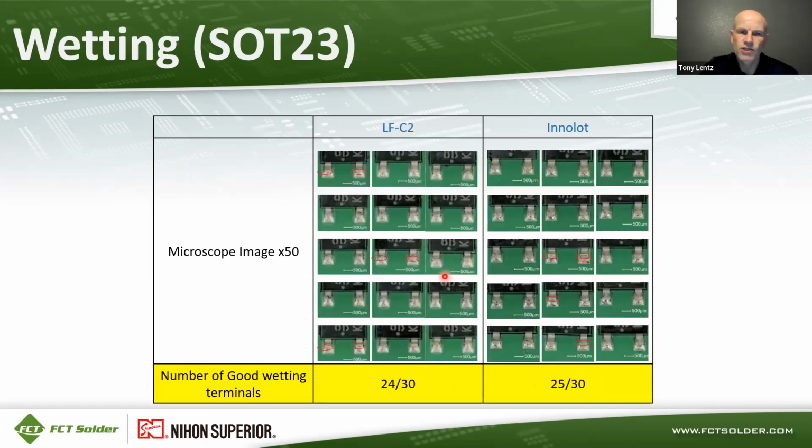Here's microscope images of the SOT 23 solder joints, and you can see LFC2 showed about 24 out of 30 good wetting on these terminals. Inalot had about the same, 25 out of 30. So pretty similar performance in terms of wetting and acceptable wettability of the solder alloy.